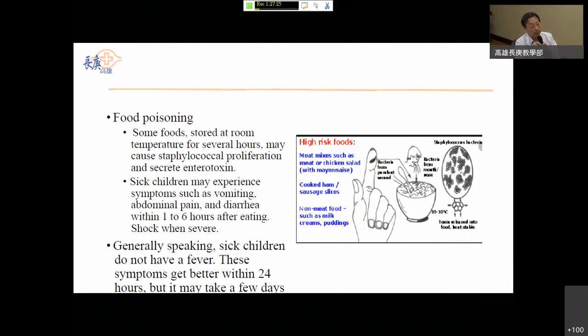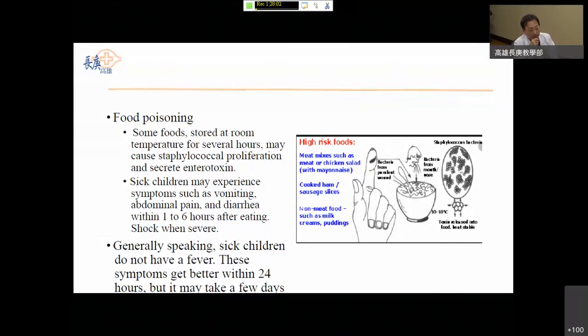And for different types of food poisoning, actually, each type will have different presentations, okay? For example, if the food poisoning is caused by staphylococcus, the symptoms and signs, like vomiting, abdominal pain, and diarrhea, mostly will occur 1 to 6 hours after eating, okay?